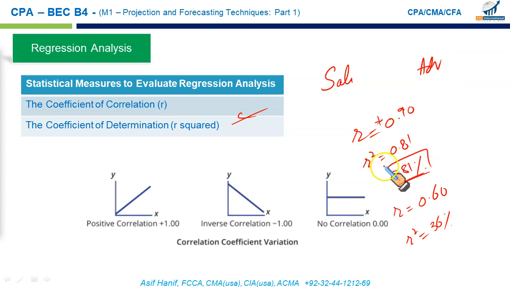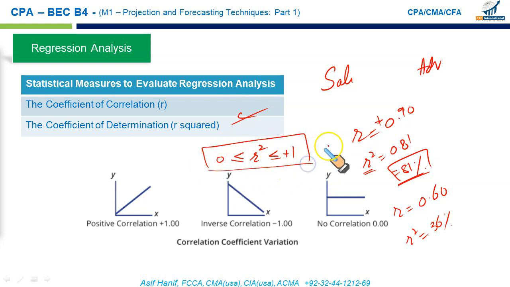So the closer it is to 1, the better. Remember, just like R is range bound between -1 to +1, R squared can have a value greater than or equal to 0 and less than or equal to +1. It can't be beyond this. Remember, the coefficient of determination is something you will find within this range. And the closer it is to 1, we can say the stronger the relationship, the better the fit between the regression line, and the more dependable the regression equation would be.